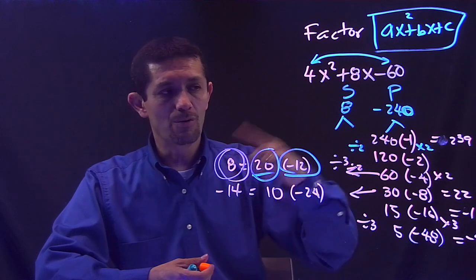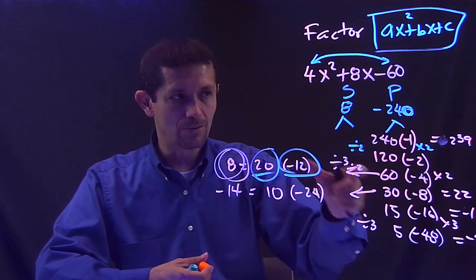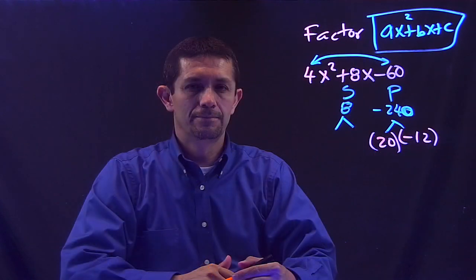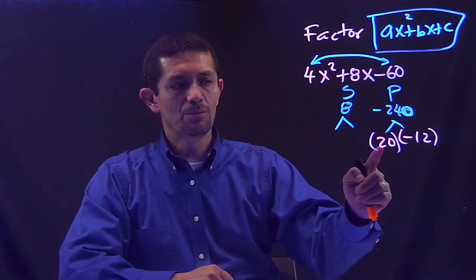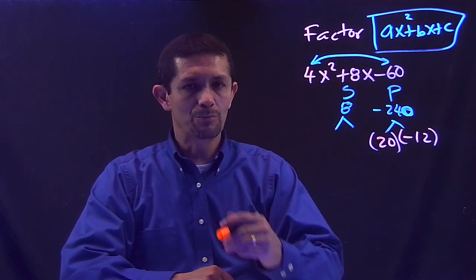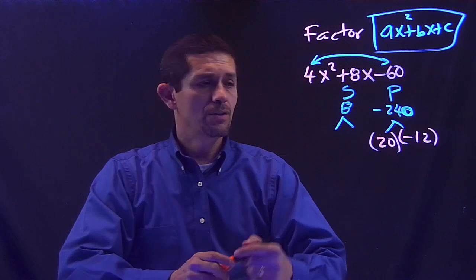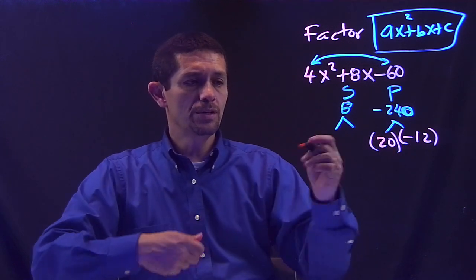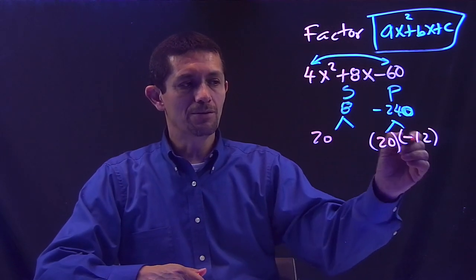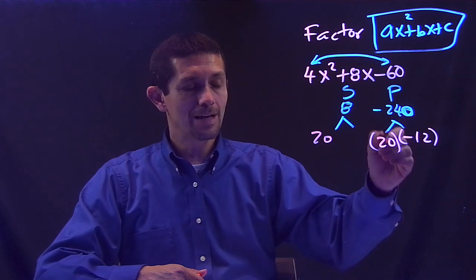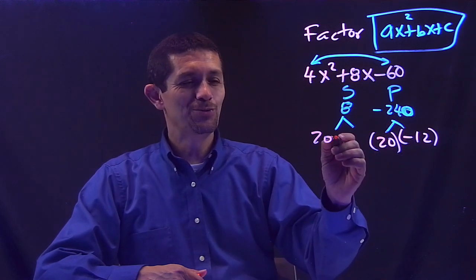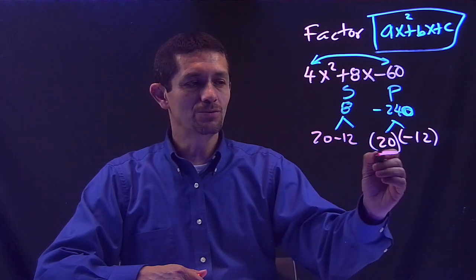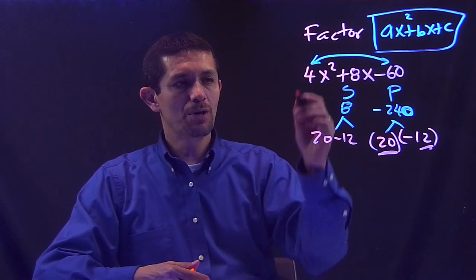So now I'm going to erase this and we're going to factor the whole trinomial. Okay, so we find that our numbers are 20 and negative 12 throughout that long process. All right, so let's continue. 20 times negative 12 is negative 240. 20 minus 12 is 8. So my two numbers are these. So let's continue the process.